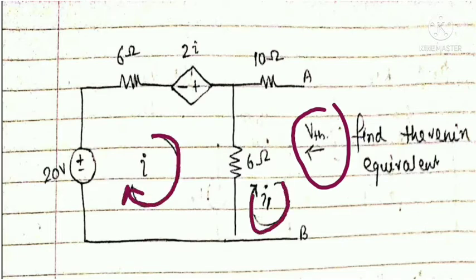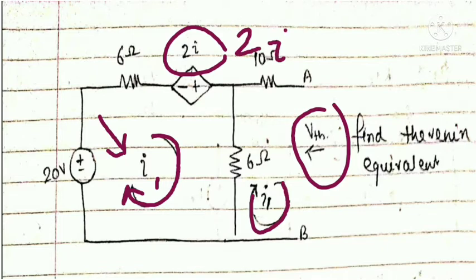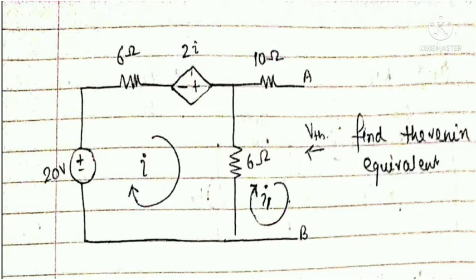I have named this I, and this is I1. Why have I written I? Because due to this dependent source there is an I, so that's why I have written I. If you write I1, then you have to consider this also as I1. So for simplification I have written I. Now there are two loops according to KVL.